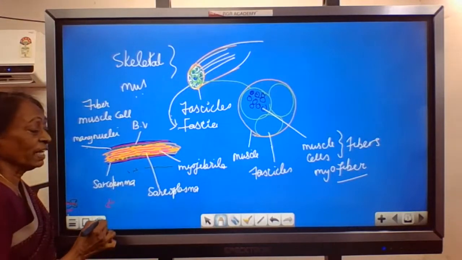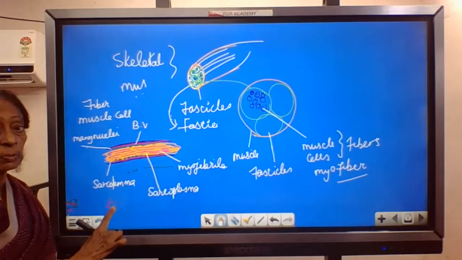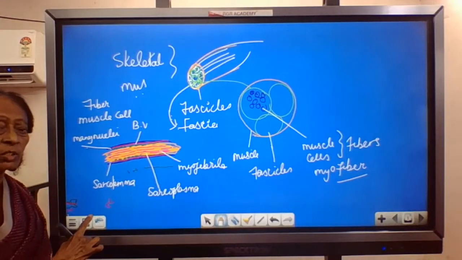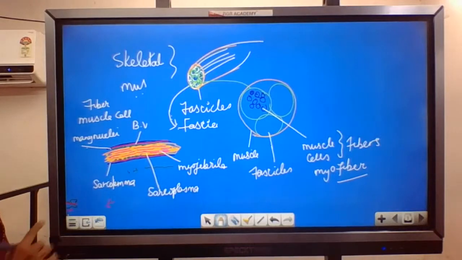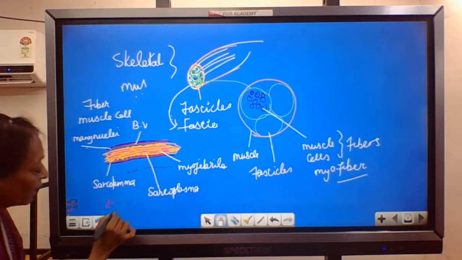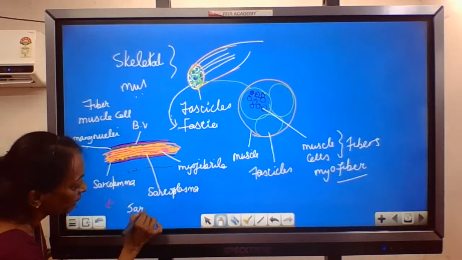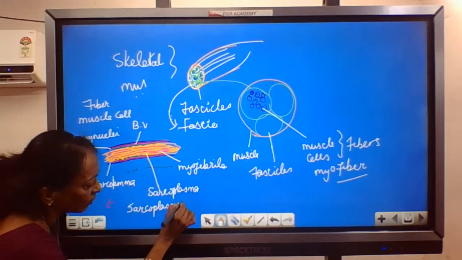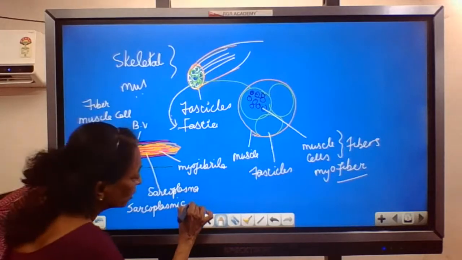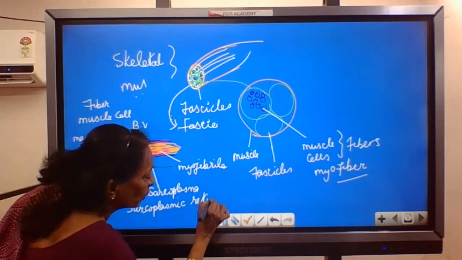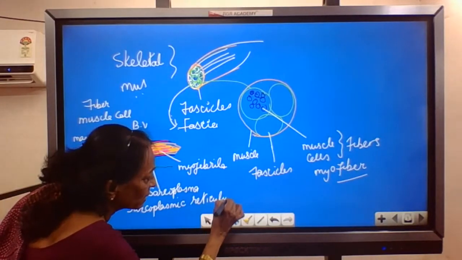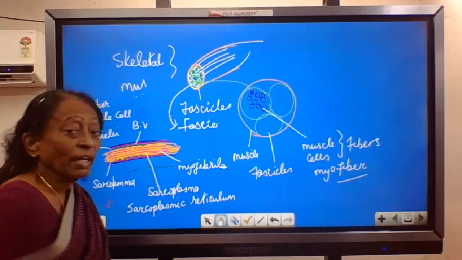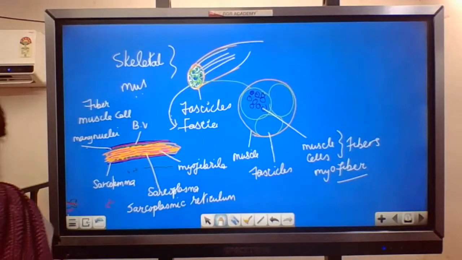In the cytoplasm, characteristically, there is plenty of endoplasmic reticulum. The endoplasmic reticulum is known as the sarcoplasmic reticulum. Anything connected to the muscle is sarco. So the characteristic feature is the sarcoplasmic reticulum. Reticulum means network. So the endoplasmic reticulum in the muscle is called the sarcoplasmic reticulum. In the muscle, this endoplasmic reticulum is very important.